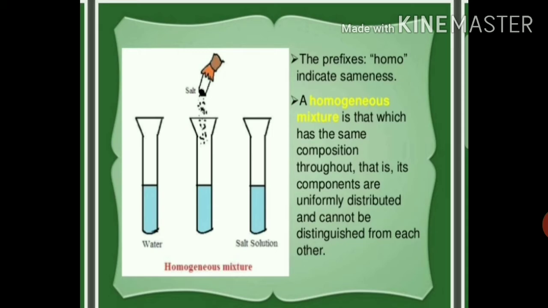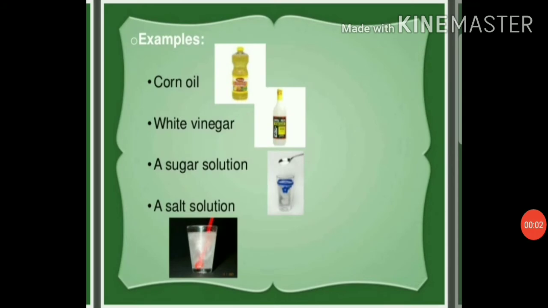होमोजीनियस मिक्सचर. So let's see that a homogeneous mixture is that which has the same composition throughout, that is, its components are uniformly distributed and cannot be distinguished from each other. तो इसका जो कंस्टिट्यूएंट होता है वो सॉल्यूशन में यूनिफॉर्मली डिस्ट्रीब्यूटेड होता है. तो ऐसे सॉल्यूशन को, ऐसे मिक्सचर को हम क्या बोलेंगे? होमोजीनियस मिक्सचर. So let's see the example of homogeneous mixture. Corn oil, white vinegar, a sugar solution, a salt solution.